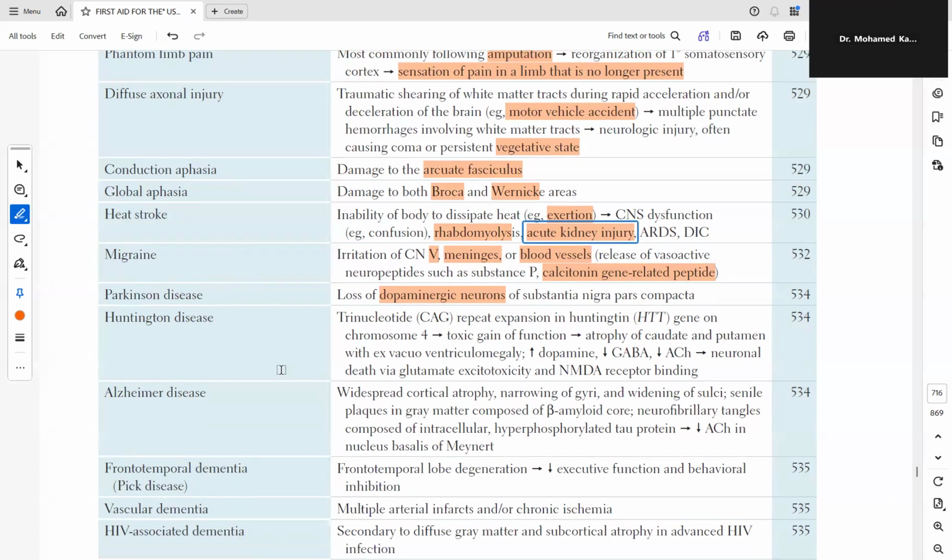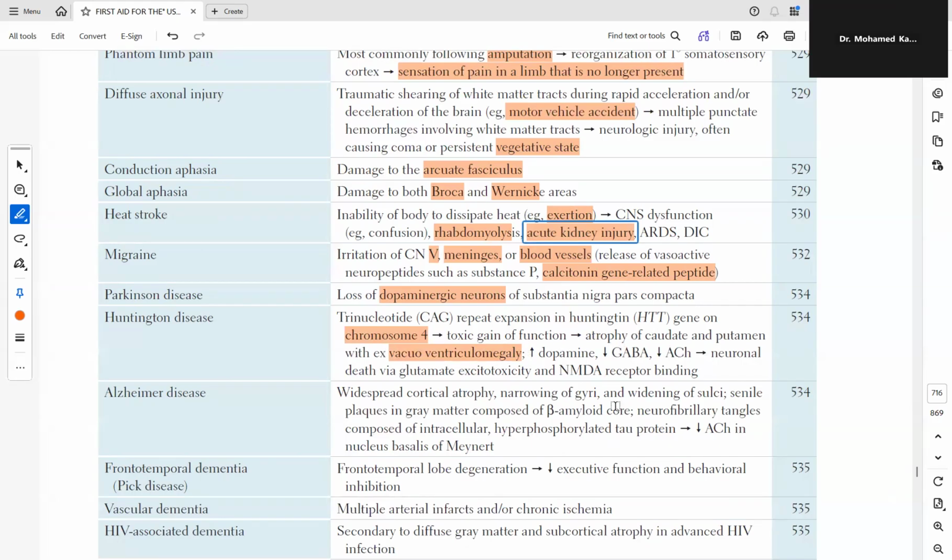Huntington disease is one of the genetic diseases, a trinucleotide CAG (cytosine, adenine, guanine) repeat expansion in the Huntington gene, the HTT gene on chromosome number 4. There will be toxic gain of function, atrophy of the caudate and putamen with ex vacuo ventriculomegaly, like the ventricles inside the brain will be dilated, expanded. There will be an increase in dopamine as a neurotransmitter. That's why there will be involuntary movement and gain of function.